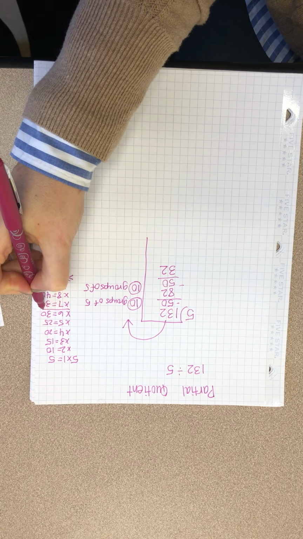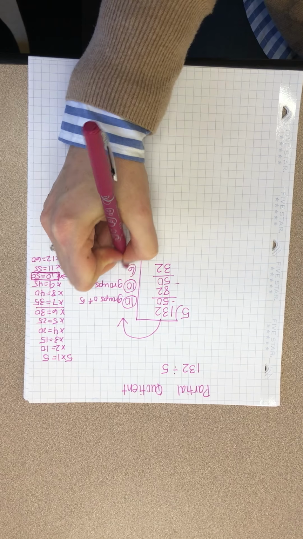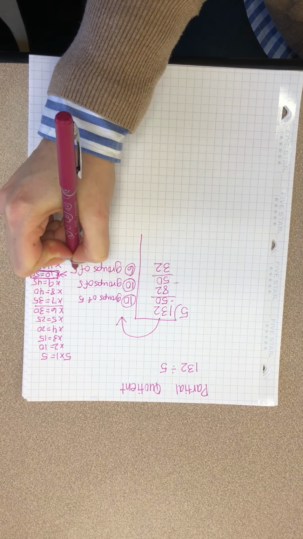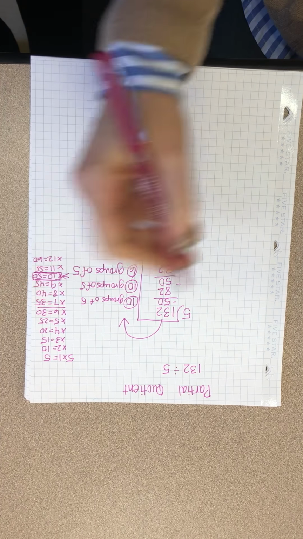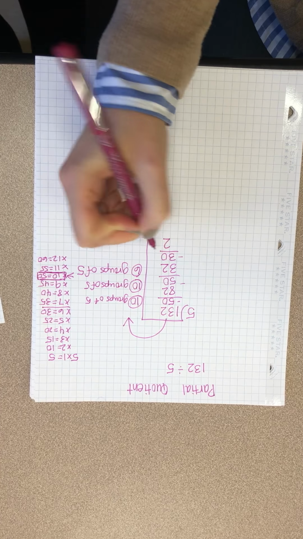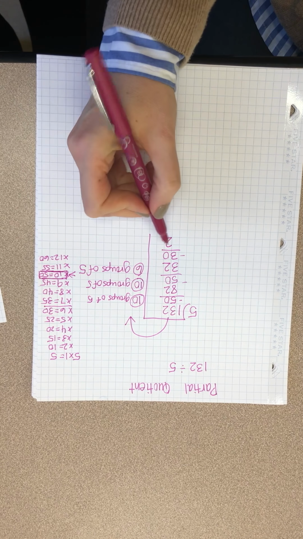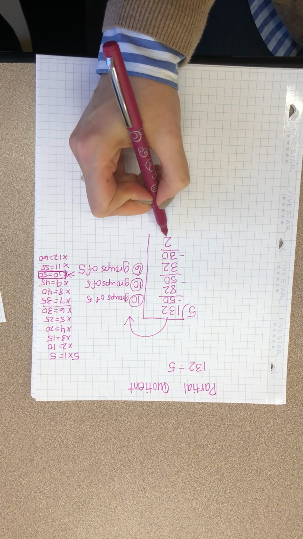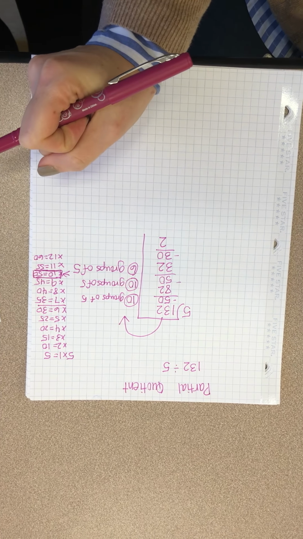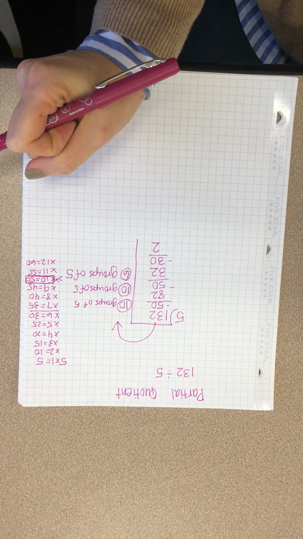So if I take out 6 groups of 5, that's going to be 30. So I'll subtract that out, and I have 2 left. Now, I know that I have to have a remainder in this problem because now I have 2, and I can take out no more groups of 5 from the number 2.